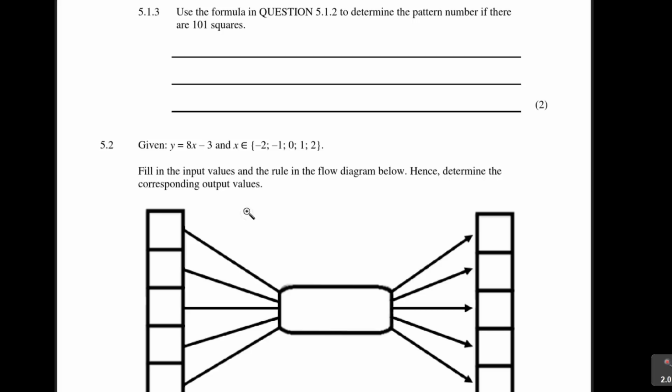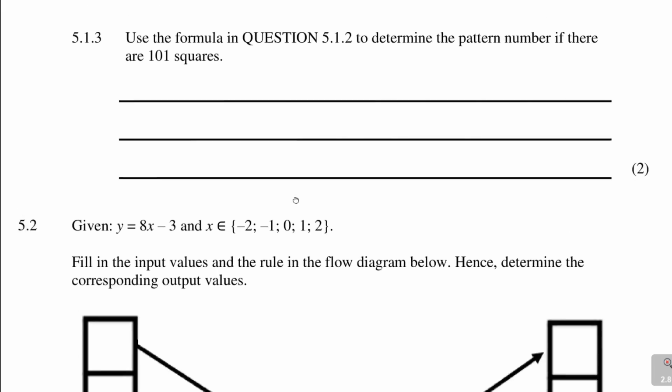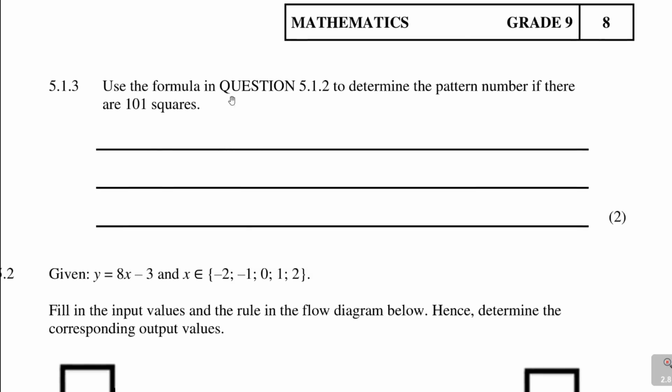It says here, the next question, it says use the formula in question 5.1.2. So it's continuing that formula. Remember, the formula is what? Tn is equal to 3n minus 1. Or you can use that top formula to determine the pattern number if they are 101 squares. So how many squares here is 101?